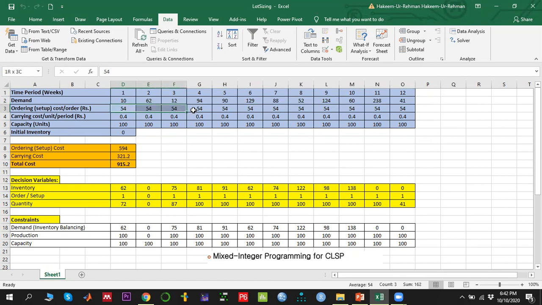Okay, and then we have an ordering, or you can say the setup cost, and similarly we have a carrying cost per unit. Similarly, we have the capacity in those time periods, and we have an initial inventory. So this is the data set which we needed.